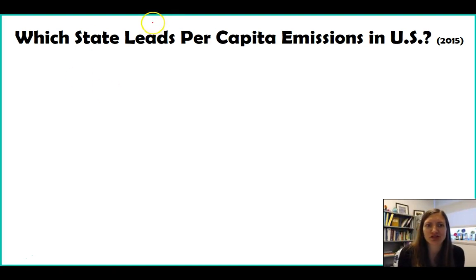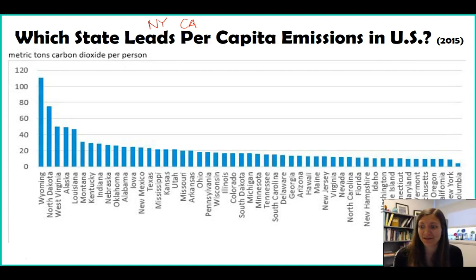Some common guesses I usually get in my other classes are New York, California. I mean, yeah, you've got a lot of people, that's a lot of cars. Surprisingly though, they are at the bottom of this list. Here's New York. Here's California. Nearly at the very bottom. DC is at the bottom of this list. And the key here is per capita. People think, oh, New York City, there's a lot of pollution, or Los Angeles or San Francisco, a lot of pollution. But that's not really the case. Or it is the case, but there's a lot of people splitting that.